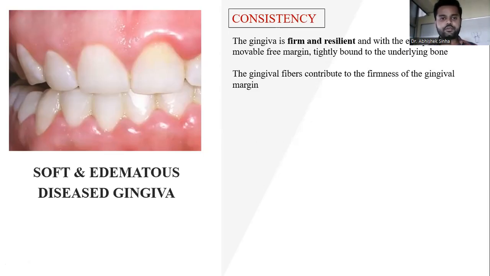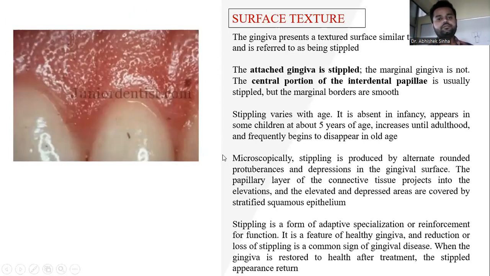So that is consistency for you. Surface texture. You will see some orange peel appearance like this. Okay, this is what is surface texture. So the attached gingiva is stippled. When we are talking about surface texture, what we are looking for is stippling, whether it is present or not.